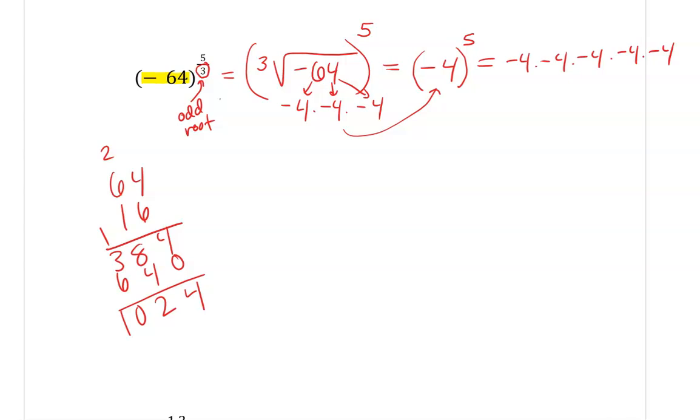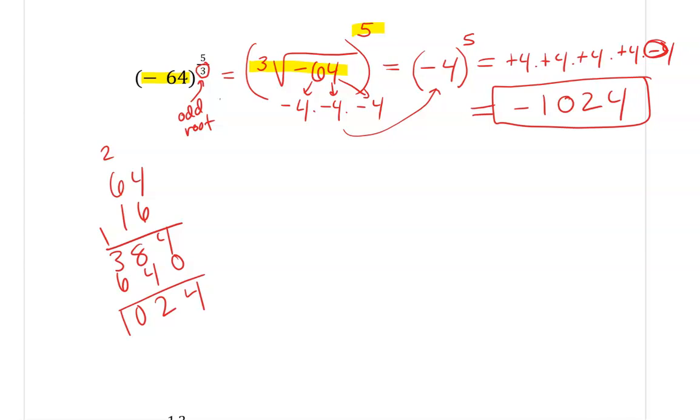So that would end up being, and there would be an odd number of negatives. So these first 2 would become positive, the second 2 would become positive, and then you got that 5th one making the whole thing negative. So this would end up equaling negative 1,024. But I do think it's easier to go about it this way instead of trying to raise 64 to the 5th power first and then cube rooting. I highly, highly recommend cube root first and then raise to the power.